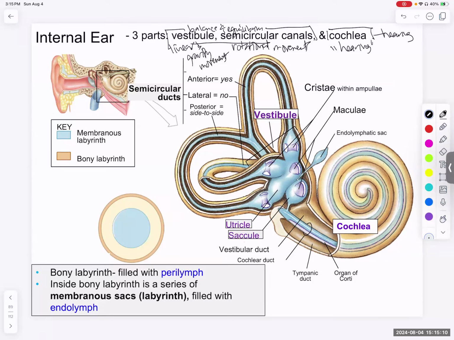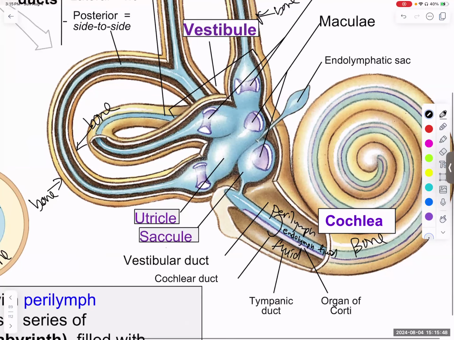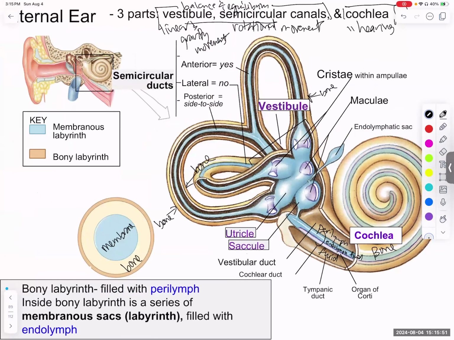On the outside is this bony structure. So this brown stuff is bone. So this is all bone on the outside. Blue is membrane on the inside. Then there's fluid as well. So you have perilymph fluid surrounding the membranous labyrinth, and inside the membranous you have endolymph fluid. So there's bone and fluid.